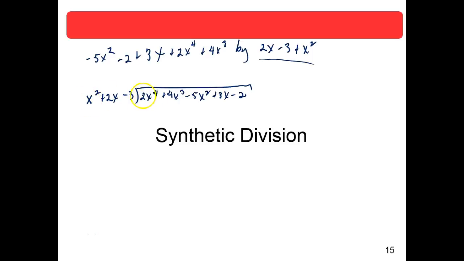X squared will go into 2x fourth. How many times? 2x squared times. You could move it down over there if you wanted to. Fine, I don't care. Next, multiply. 2x to the fourth, fantastic. Plus 4x cubed minus 6x squared. Everybody agree?